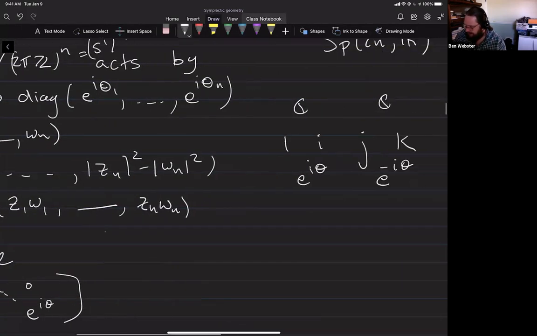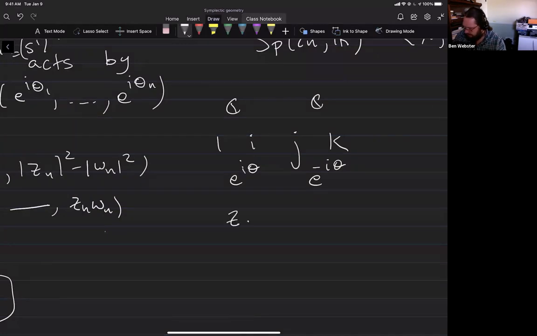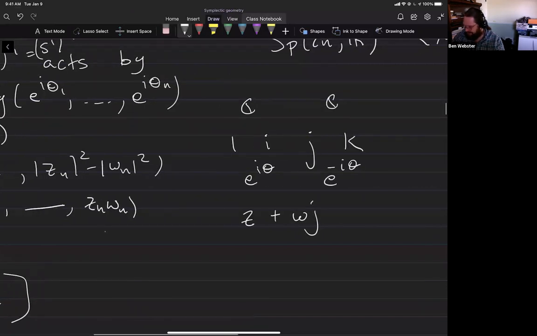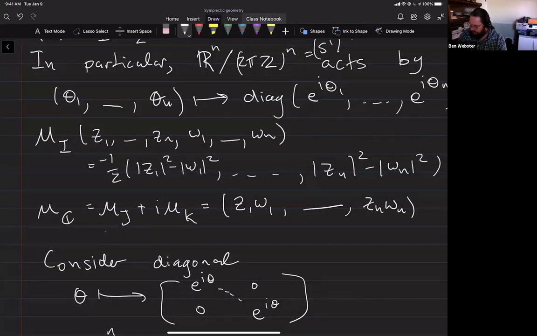I should emphasize, my quaternion is of the form z plus wj. I'm hesitant to use my index i here, so I'll use a different index: z_k, w_k j. All right, so this formula is exactly just expressing the fact that I rotate the span of 1 and i, like the usual action on complex numbers, and the span of j and k in the opposite way. And that's why I have that minus sign.